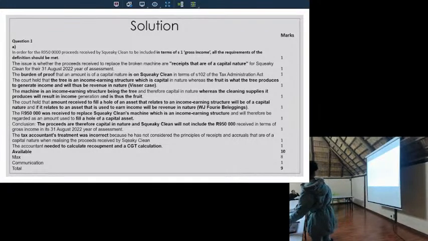Cool. So you also tell me the court held that the tree is an income earning structure, remember, which is capital, whereas the fruit is what the tree produces to generate income and will thus be revenue in nature. How would we know this principle? We read our case law summaries. Are we good? And then you apply. The machine is an income earning structure, being the tree and therefore capital in nature, whereas the cleaning supplies it produces will result in income generation and is thus the fruit.